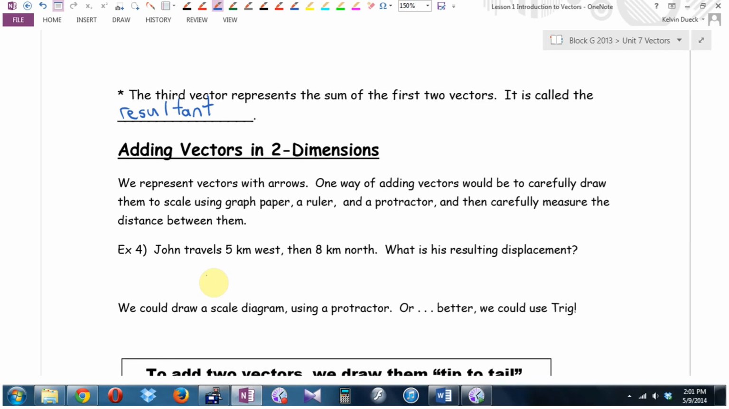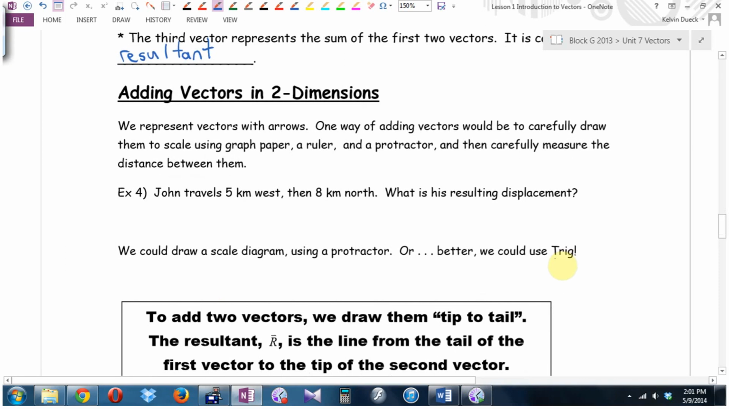Well, first of all, we represent vectors with arrows, little drawings. One way to add them would be to very carefully draw them to scale. So let's suppose in example 4, it says we want to add 5 kilometers west and 8 kilometers north. You could say, I'll draw a line 5 centimeters long, west, pointing left. I'll draw a line 8 centimeters long, pointing up. And then you could carefully measure the distance between them and use a protractor. Forget it. We could draw a scale diagram using a protractor, or better yet, we could get tricky with it.